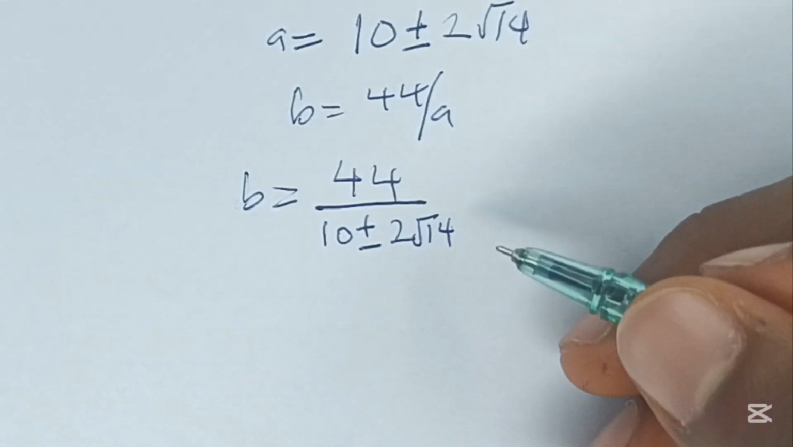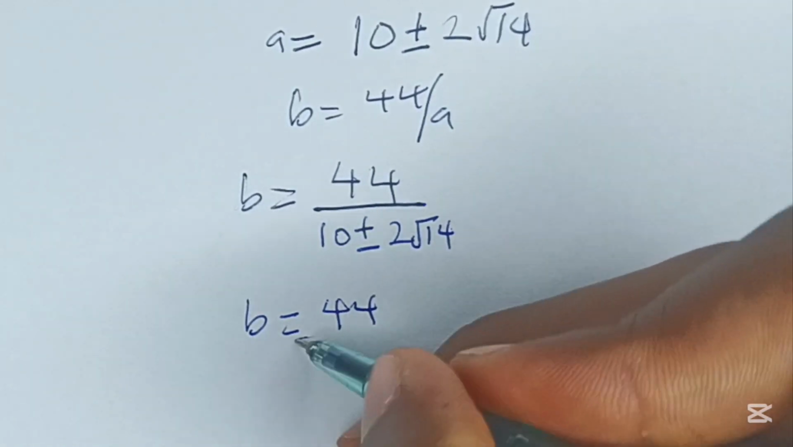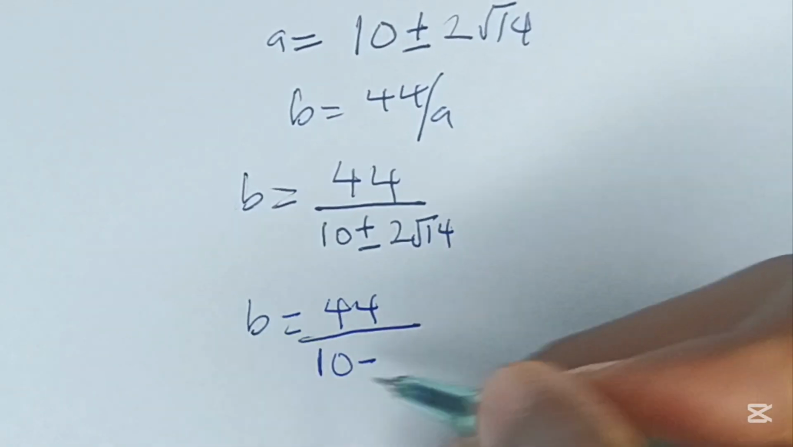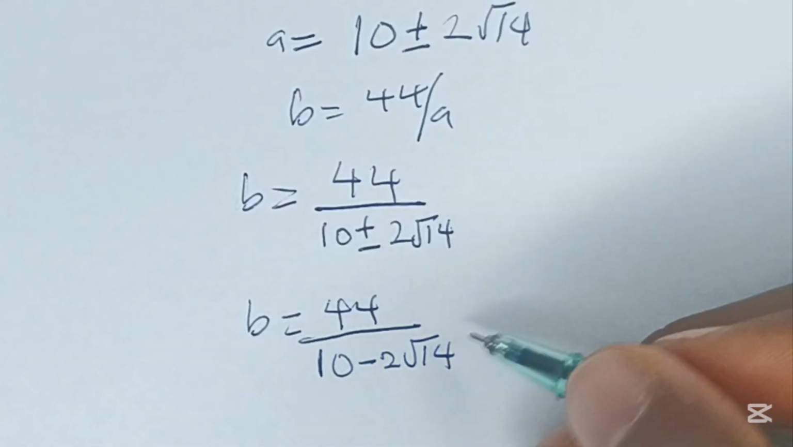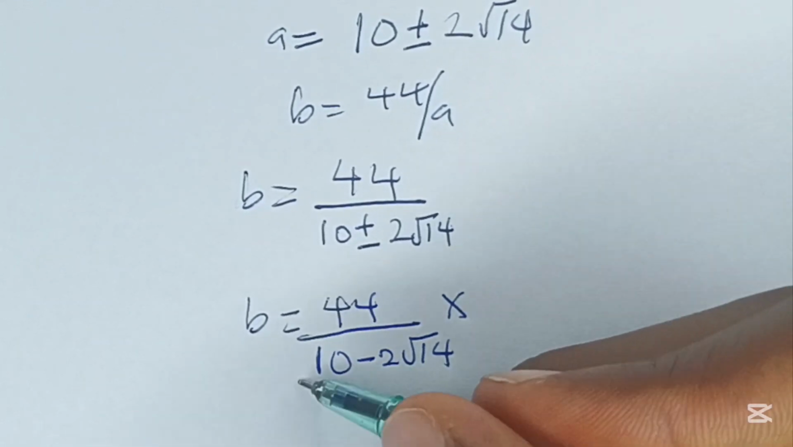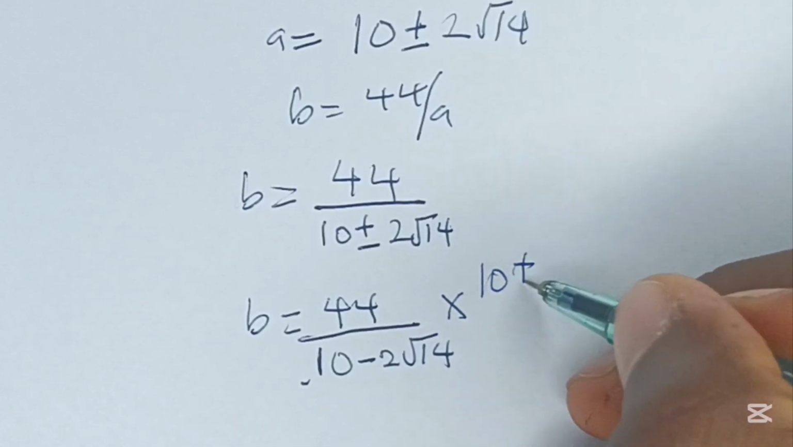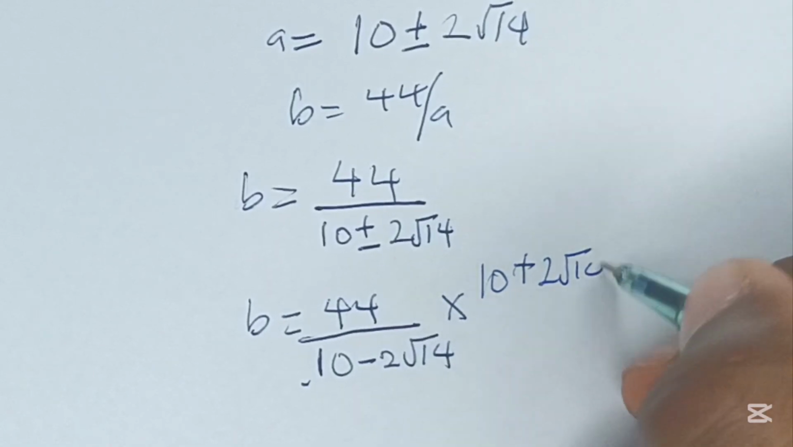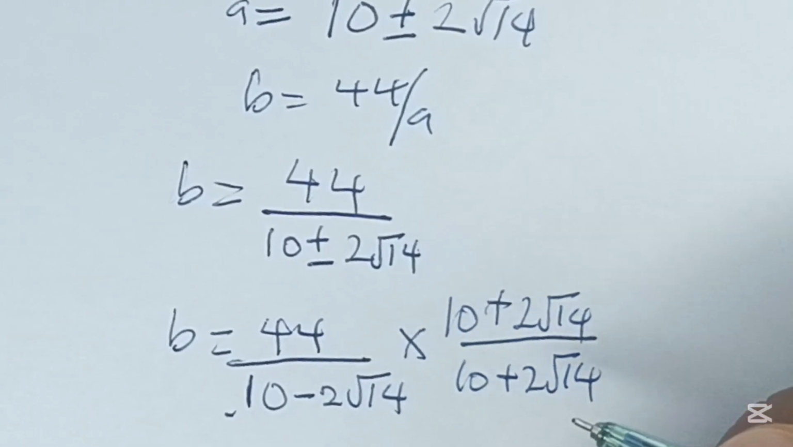Alright? So which one will go first? Let's try the minus first. So we have that b is equal to 44 over 10 minus 2 root 14. Rationalizing, multiply by the conjugate of the denominator. So multiply by 10 plus 2 root 14 over 10 plus 2 root 14.